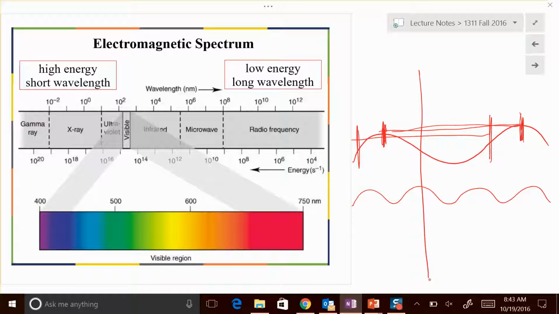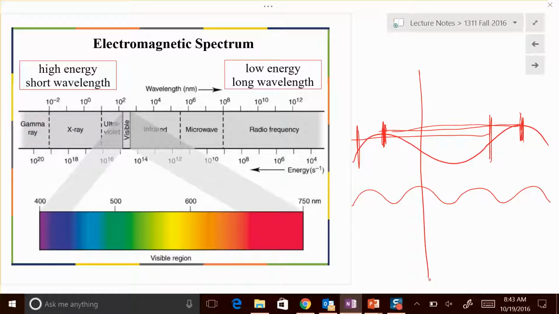Infrared is lower than even visible light. The visible light spectrum is from 750 nanometers to 400. So you can see the wavelength is decreasing. Which one has more energy, red light or blue light? Blue light has more energy because it has a smaller wavelength. So blue light is right before you get into ultraviolet.